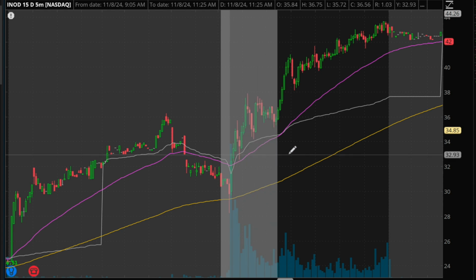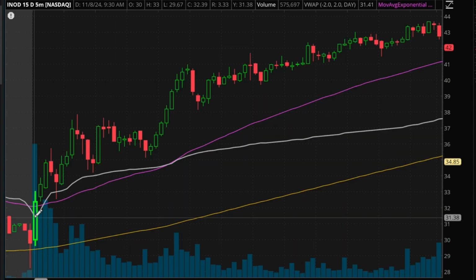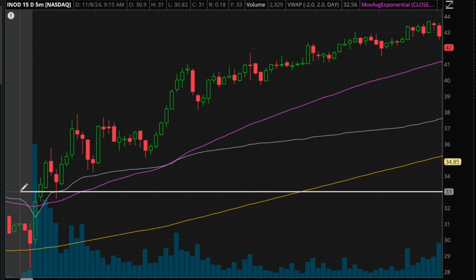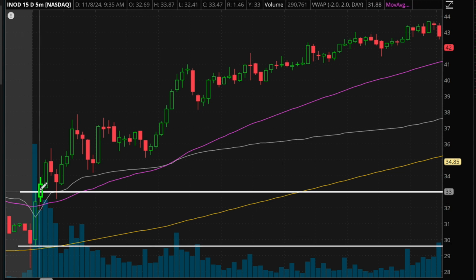In this case, if we zoom in here to the open a bit, we can see the high of the first 5 minutes is going to be exactly $33. The low is going to be $29.67. That is going to be our opening range for this earnings report trade. If we draw those lines, we have the high, we have the low. This is going to give us our breakout level, and it's going to give us our risk level.